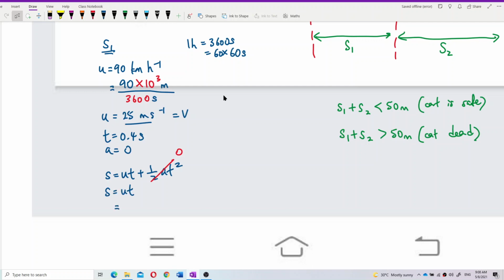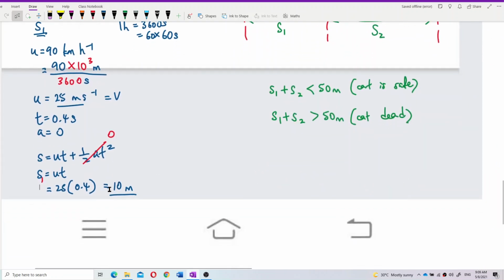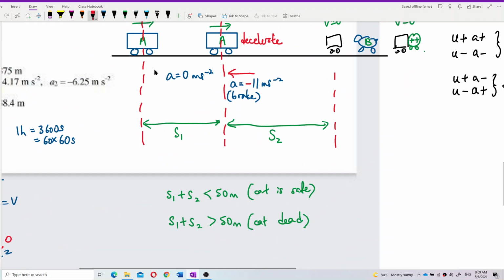So the velocity is 25, and the time is 0.4 second. So what's the answer? 25 times 0.4 is 10 meter. Okay, so this is S1. S1 is 10 meter. So just put there, S1 is 10 meter.